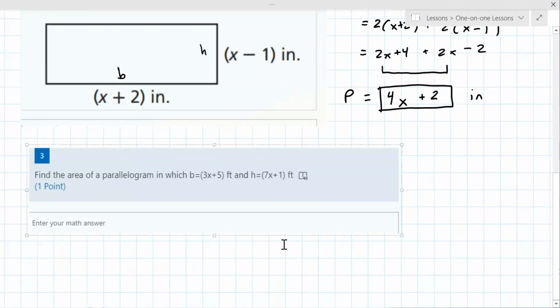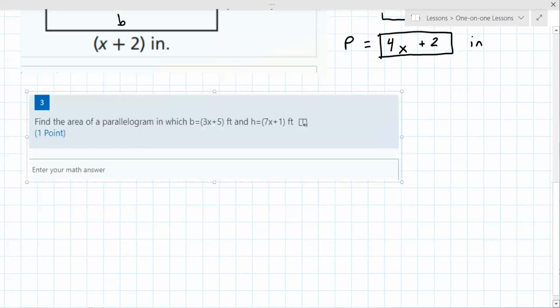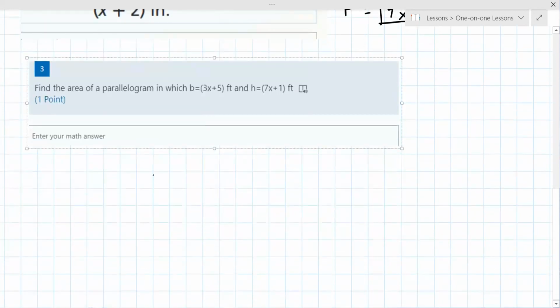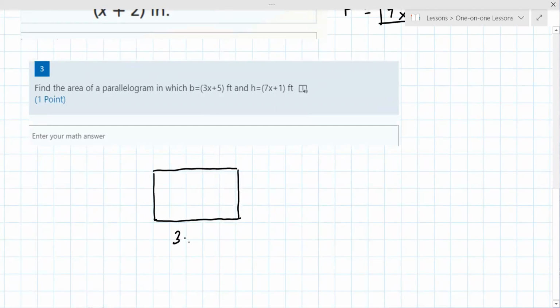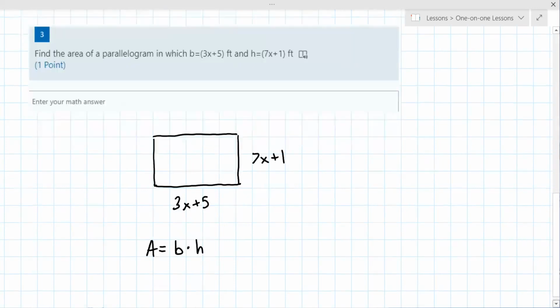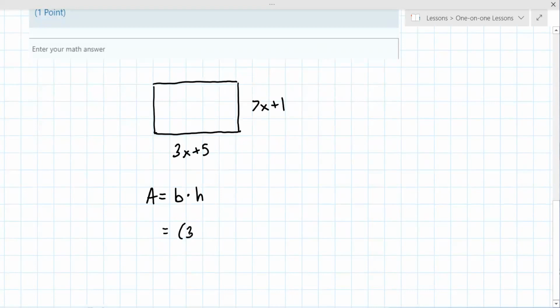Find the area of a parallelogram in which the base is 3x plus 5 and the height is 7x plus 1. So a picture could help. A rectangle is a nice parallelogram to use because you're already pretty familiar with it. The base is 3x plus 5, 7x plus 1. So the area we already looked at this, is base times height. Your base is 3x plus 5. The height in your problem is 7x plus 1.